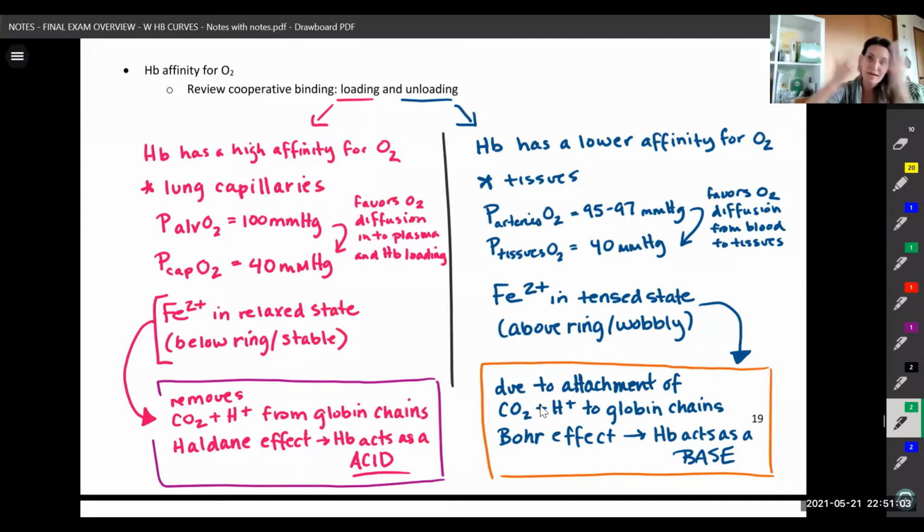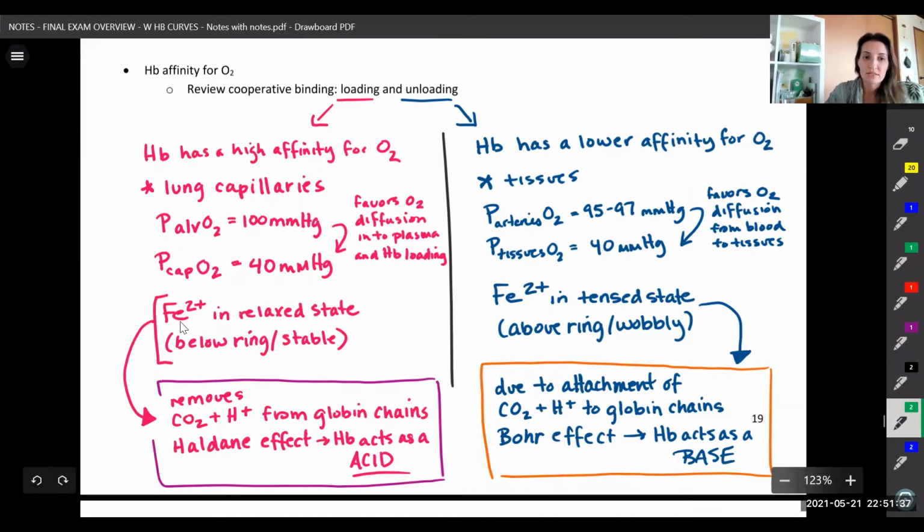Once we fully saturate the hemoglobin during transit time, then we have the remaining oxygen diffusing into the plasma, dissolving in the plasma until we reach a partial pressure in the plasma of 100 millimeters of mercury. And then we get no further net diffusion. But at this point, we should see that the hemoglobin is fully saturated. All of the iron ions are carrying oxygen.